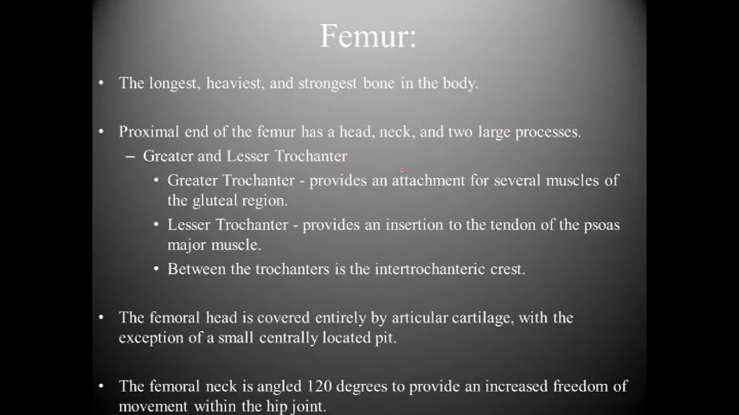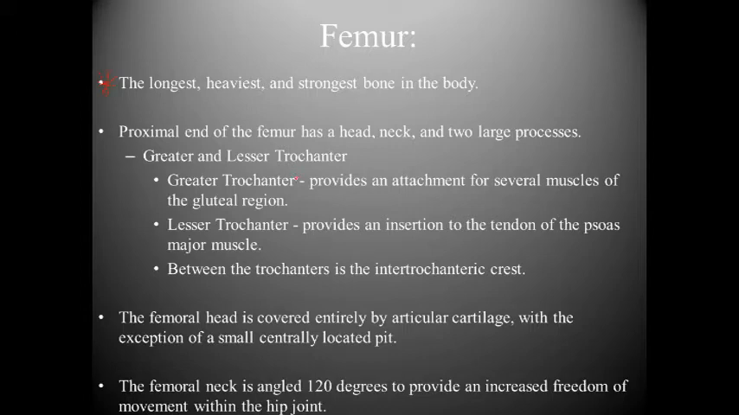So that brings us to the femur. The femur is the longest, heaviest, and strongest bone in the body, so definitely know this. What is the longest and strongest bone in the body? The proximal end of the femur has a head, neck, and two large processes. We have the greater and lesser trochanters. The greater trochanter provides an attachment for several muscles of the gluteal region, whereas the lesser trochanter provides an insertion to the tendon of the psoas major muscle. Between the trochanters is the intertrochanteric crest.